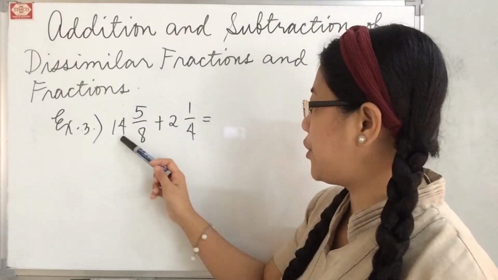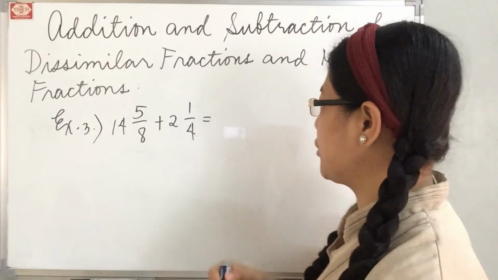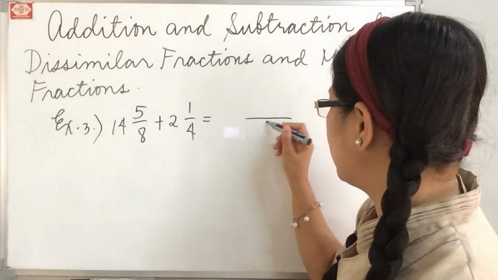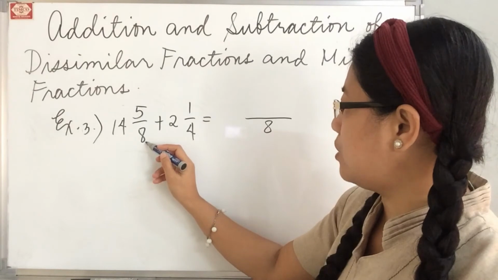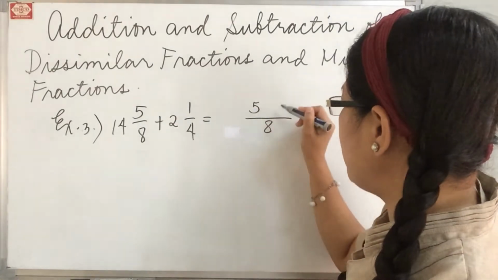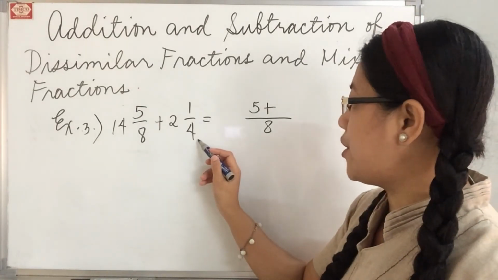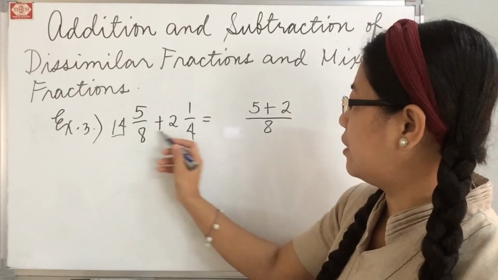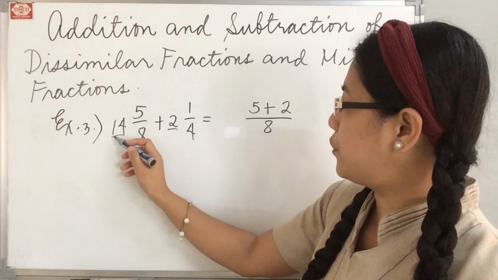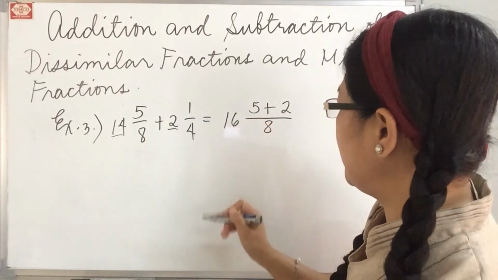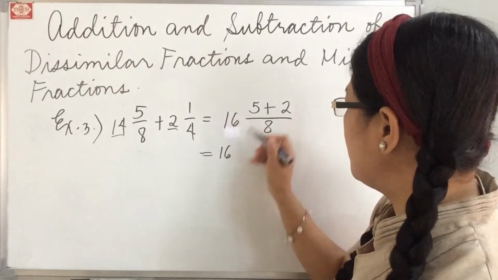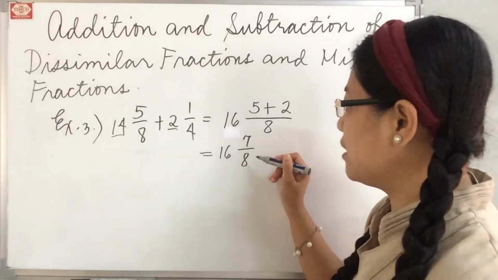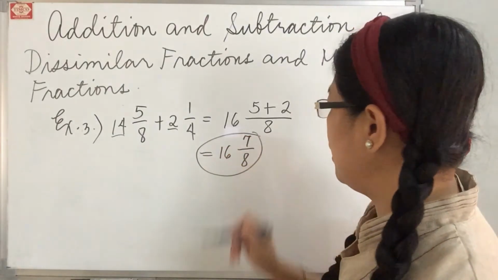Our last example is 14 and 5/8 plus 2 and 1/4. So let's change the fraction into similar. The LCD is 8. Okay, so 8 divided by 8 equals 1. 1 times 5, that is 5. Plus 8 divided by 4 equals 2. And 2 times 1, 2. And then let's add the whole numbers. So 14 plus 2, that is 16. Okay, so bring down 16. 5 plus 2, that is 7 over 8. So since 7 over 8 is in the lowest term, so this is now our final answer.